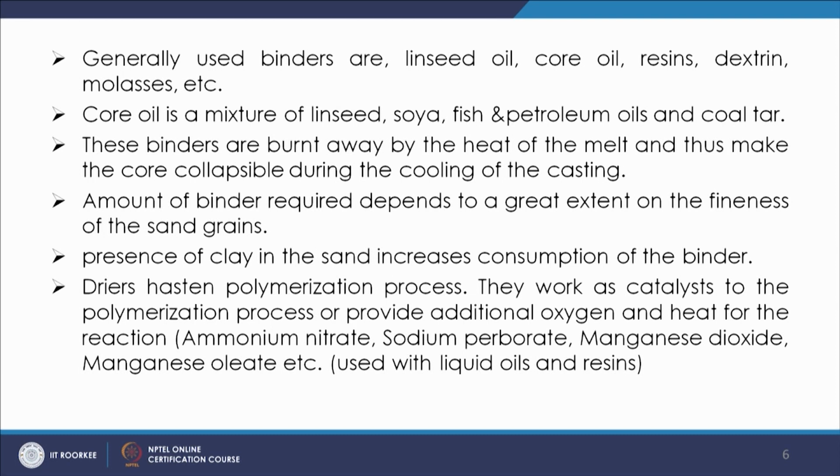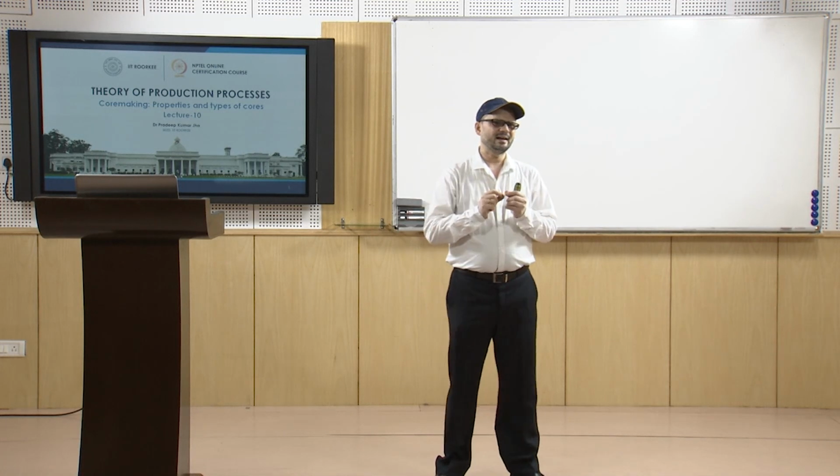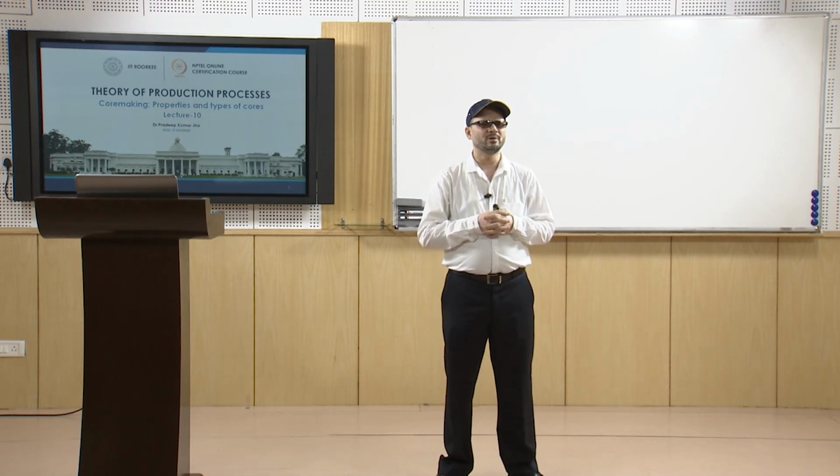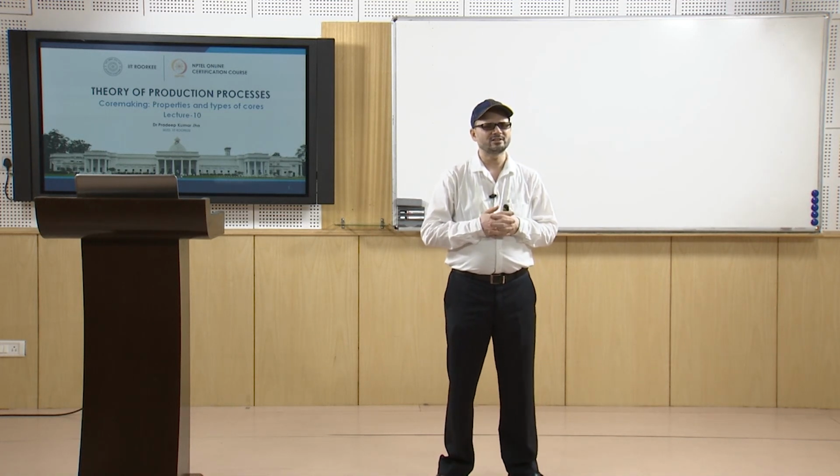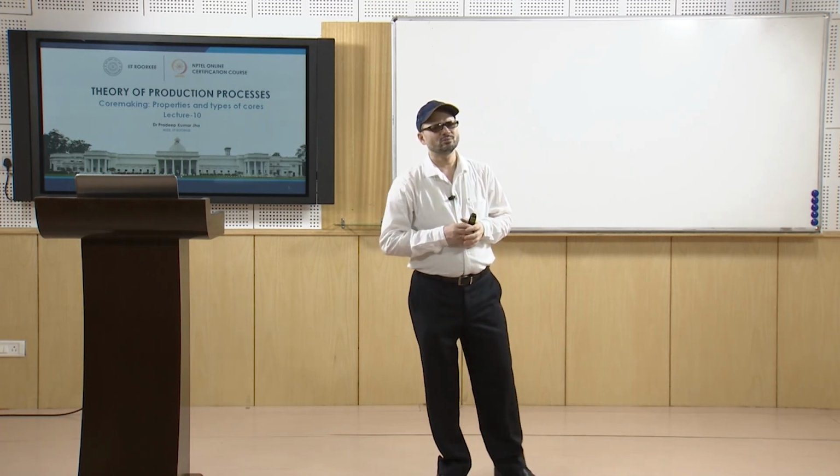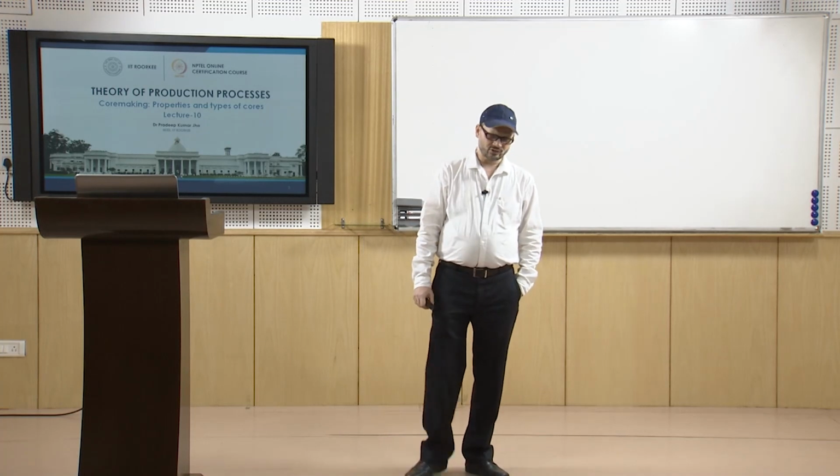So, that is core oil, and what happens with these binders is that they are burnt away by the heat of the melt, and once they burn, they provide space, and in that case they make the core collapsible during the cooling of the casting. So, that is how collapsibility is also imparted into the casting.